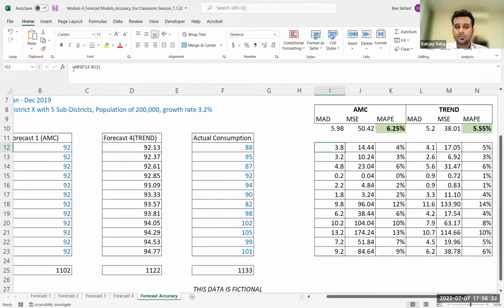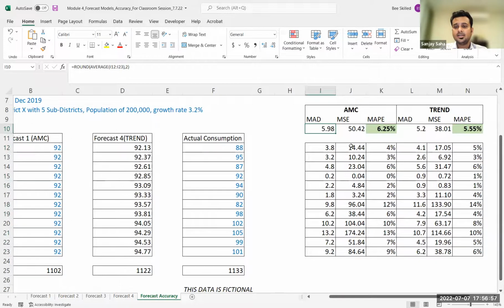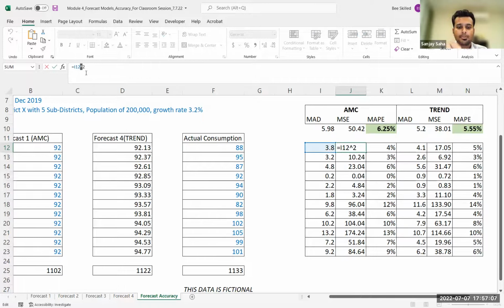Okay. So we use this formula: ABS(F12-B12). F is actual consumption, B is forecast. So we do this for all these months, and then we take the average. So the average of all the months, 12 months, becomes the mean absolute deviation, which is 5.98. Similarly, to do mean squared error, first of all, we take the square of each of these absolute deviations here. So square in Excel is this small cap-like arrow, a caret symbol, and then square is 2. Okay, so I12, I is the absolute deviation, and this is squaring of this.